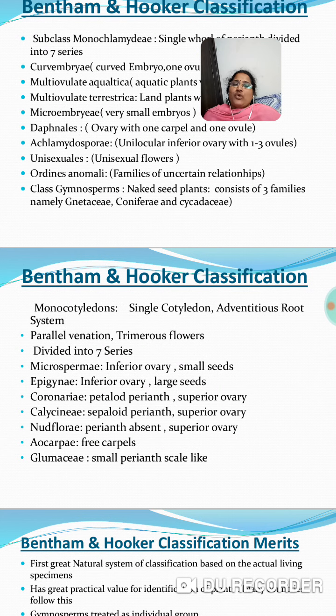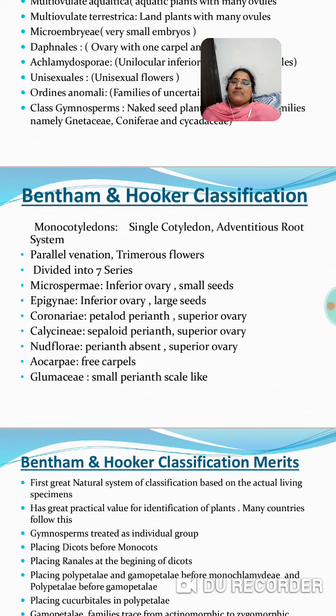Coming into the class monocotyledons, it is divided into 7 series. One is the microspermae. Microspermae means the plants grouped under microspermae possess the inferior ovary. The position of the ovary is inferior, like the ovary is below, and above the ovary all the sepals, petals and stamens are present. The ovary is also with small seeds. So these two are the characteristic features of the microspermae. The plants possessing these two characters are grouped under microspermae.